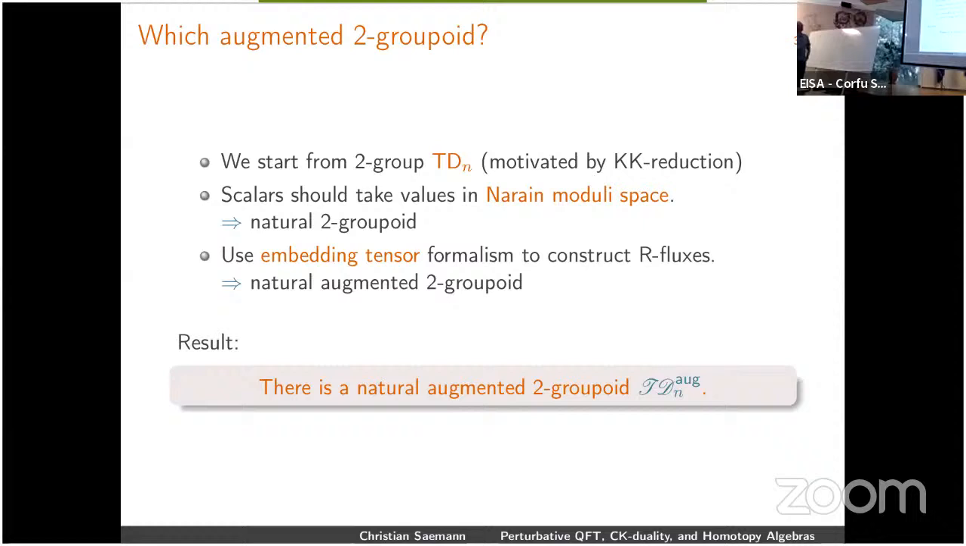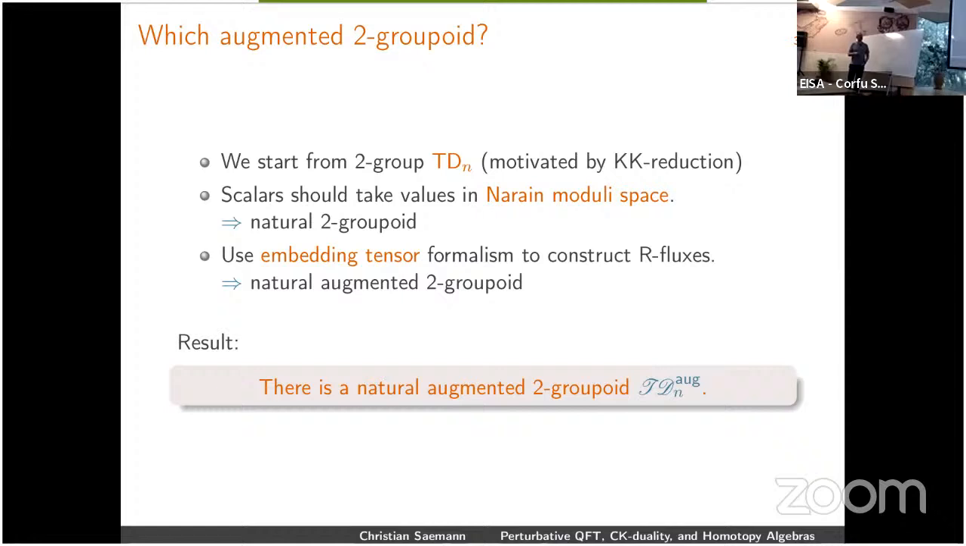Then there's a question about which augmented 2-groupoid to use, but there are very good reasons for using, for example, T-duality from Kaluza-Klein reduction, where scalars should take values in a Narain moduli space. And there are embedding tensor formulas that you can use. Then we generalized it a little bit or made it suitable for finite constructions. And then you can construct R-fluxes, right? So there's a very natural augmented 2-groupoid.